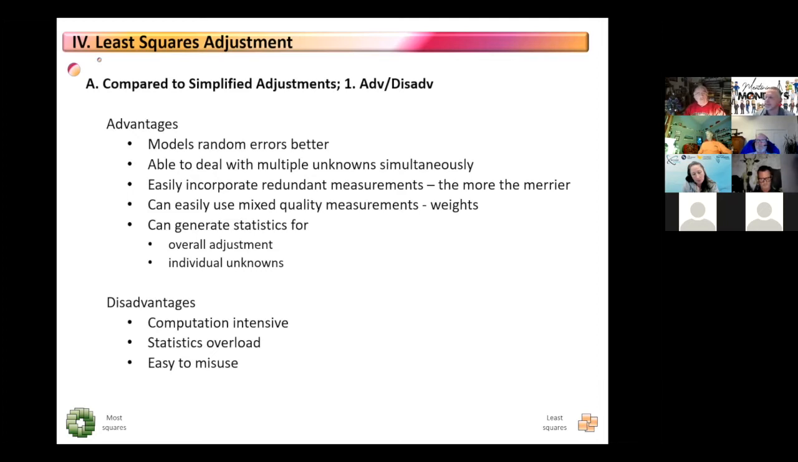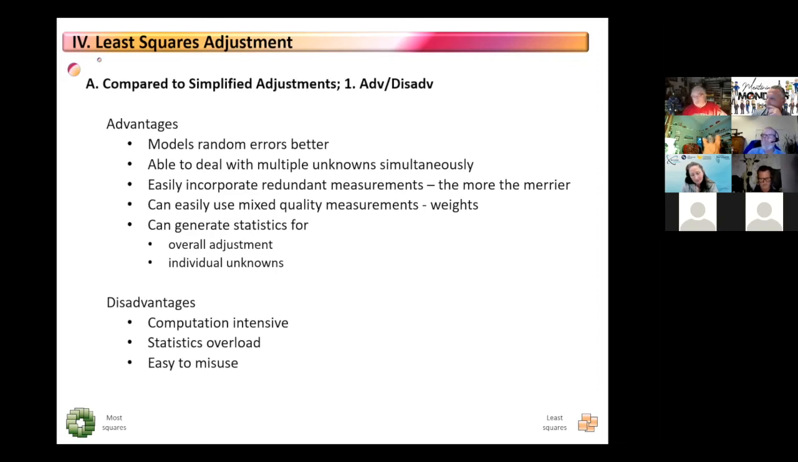And we're able to deal with multiple unknowns simultaneously. It's sort of like multitasking on a grand level with respect to dealing with multiple unknowns. It's easy to incorporate redundant measurements. As a matter of fact, the more the merrier. The more redundancy we can put into the network, the stronger it becomes, and the easier it becomes to do quality control to determine where our problems are. And we can easily use mixed quality measurements. And that's where we get into this weighting criteria and stuff.